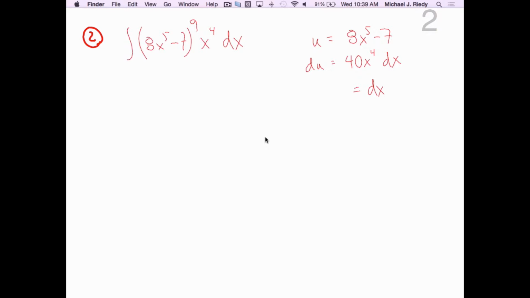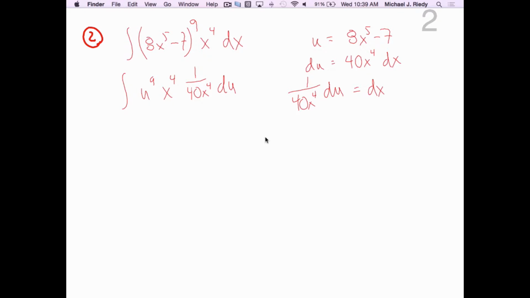Solve for dx. dx is equal to 1 over 40x to the 4th du. Now we have u, we have dx, so now we can substitute. So this becomes u to the 9th, x to the 4th, 1 over 40x to the 4th du.